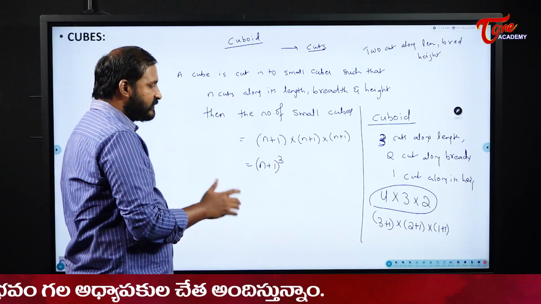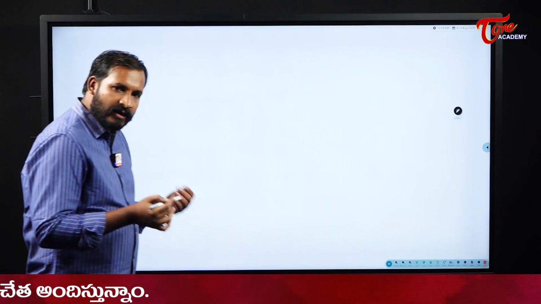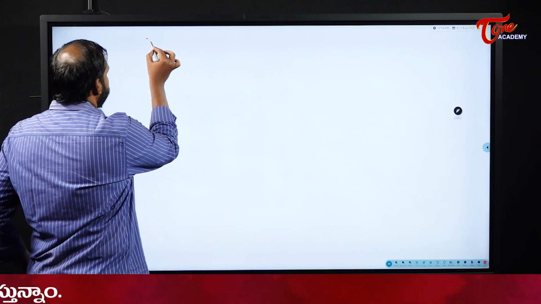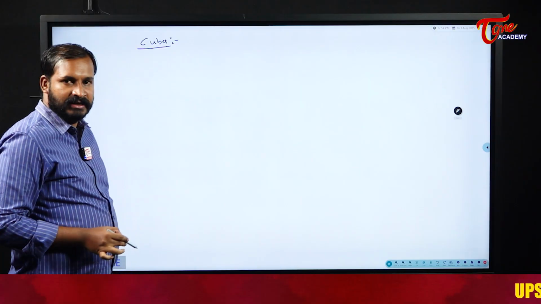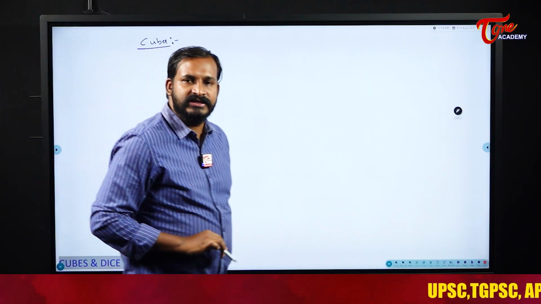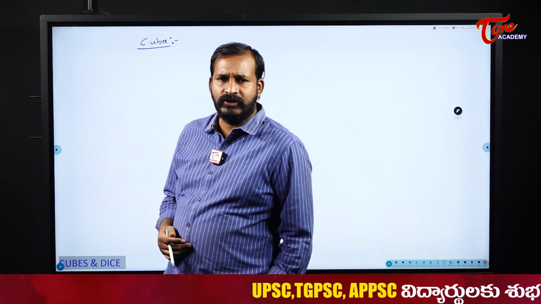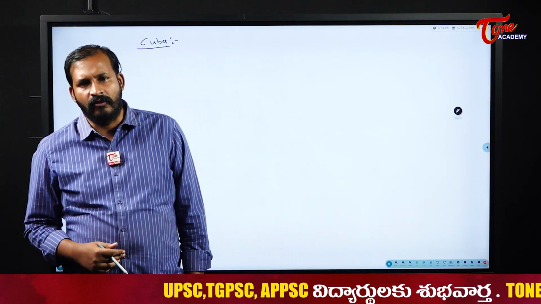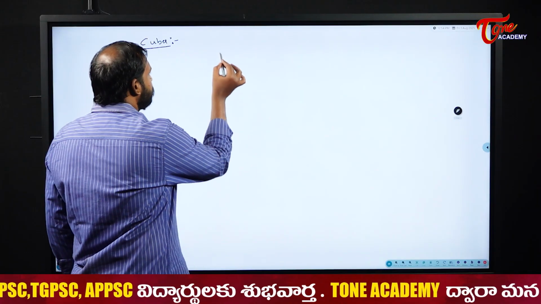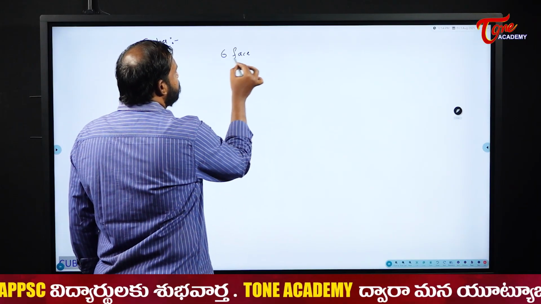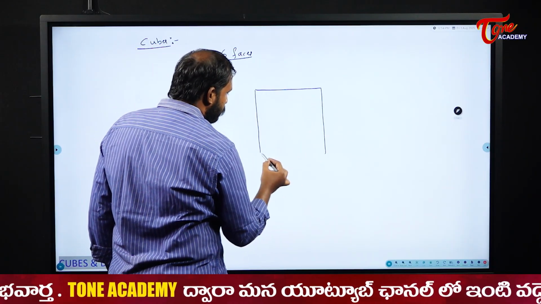Now this is the basic understanding, students. Next, I will move to the cubes concept, and then later we will see the remaining things. Now what is a cube, students, in general? A cube will have how many faces? 6 faces, sir. Okay. A cube will have 6 faces. So I will draw a cube.